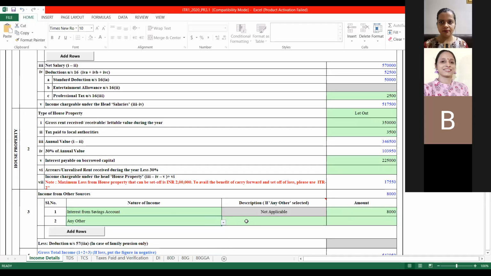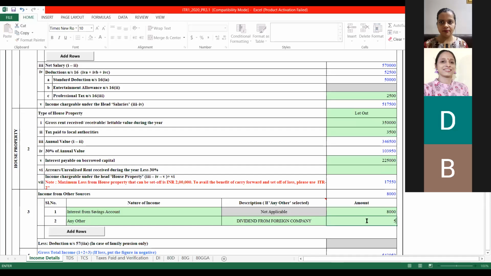Now you can see it is asking me for the description. This cell has turned green. It is asking me for description. So say for example, I am writing over here, dividend from foreign company. Say for example, I have earned a dividend from a foreign company during the year, rupees 5,000.